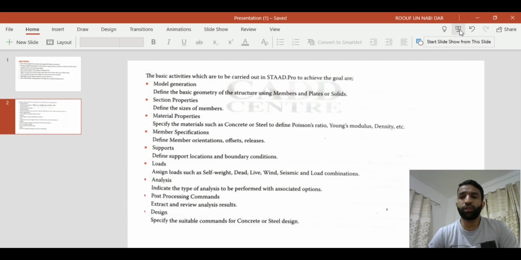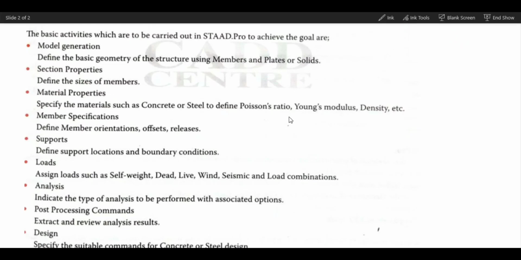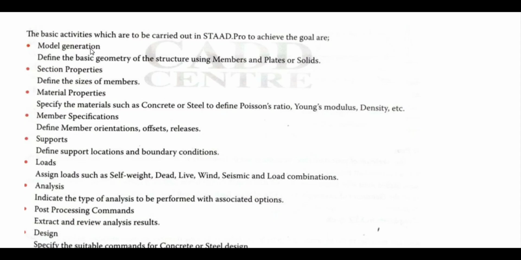Also, if you see what are the basic activities that are done here, it's model generation. It's with any kind of software, any kind of design software. First part and the first step is you generate model, you create a geometry, and what is the second step? You define the sectional properties. That means you define the size of the members. Then you create material properties and assign to different kinds of members.